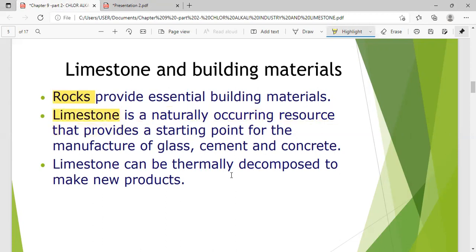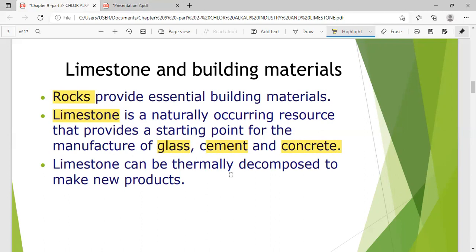Now, one thing about this subunit is that it is quite a simple unit when compared to others, because it brings all the properties of limestone in one place. Only later on, some of the things that will be new will be about cement and concrete and so on. So limestone is a naturally occurring resource, and it is used to make glass, cement, and concrete. Limestone can be obtained naturally.